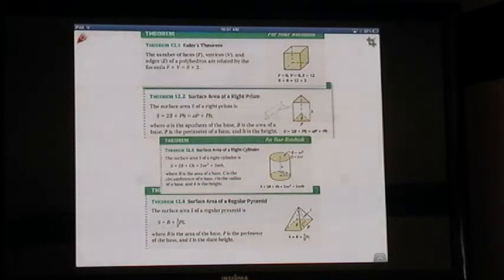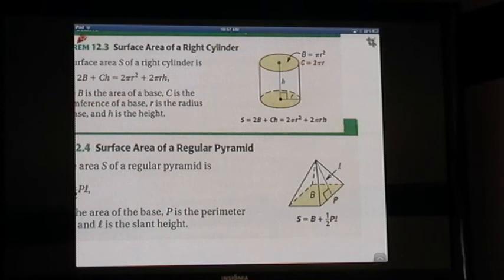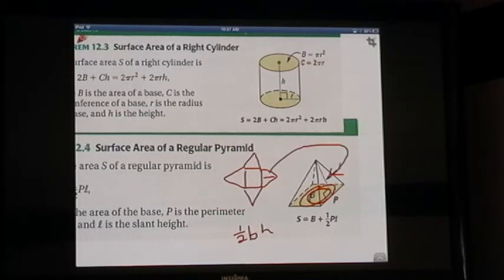Okay, so the surface area of a regular pyramid is one base, because we only have the one base, and 1/2 the perimeter times the slant height. Now that's because the net for this thing is like this. And each one of those 4 triangles is 1/2 base times height. Now the height of these is that slant height that you see right there, because when you flatten it out, that becomes the height.